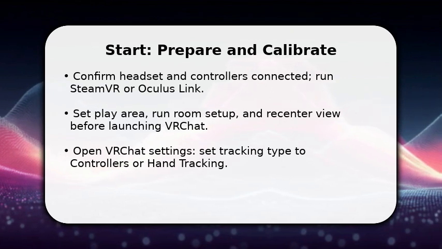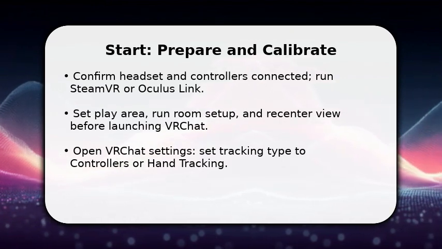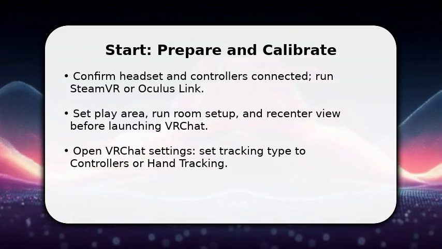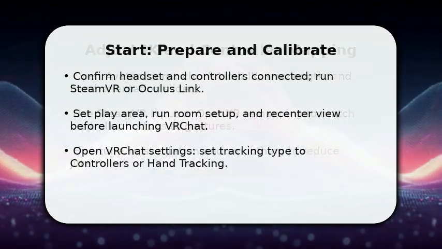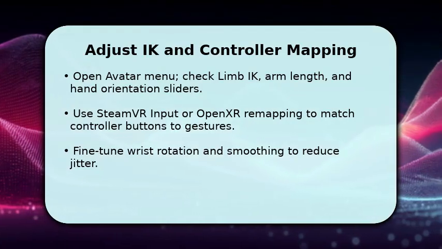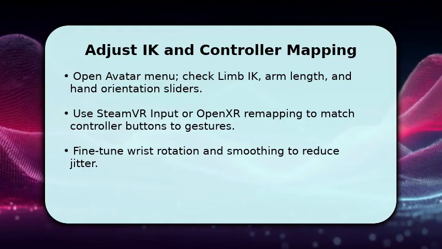Now you'll tune how your hands move inside VRChat. Select an avatar and open the avatar menu. Enable Limb IK and adjust arm length until virtual arms align with your real reach.